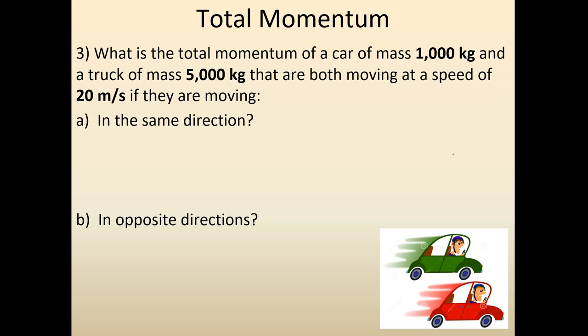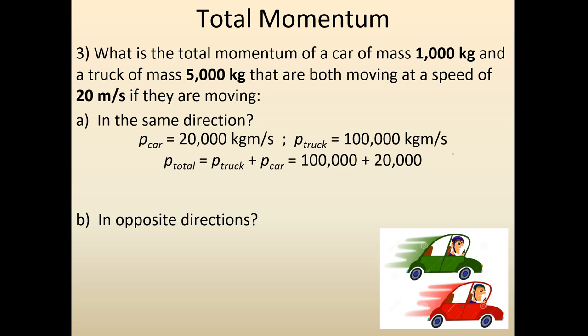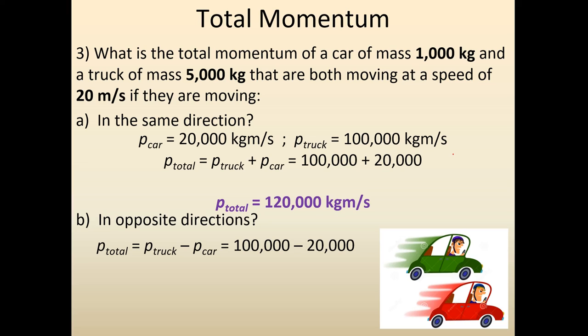All right, I'm not going to go over finding the momentums again because it's just from question 1. So instead, we'll take those momentums from before, and in the same direction, I'm going to add them up. Again, because they're vectors, same direction means adding. So 100,000 plus 20,000 gets me a total momentum of 120,000 kilogram meters per second. When they're going in opposite directions, one of those momentums is negative. It doesn't really matter which one I make negative; I'm just going to make the car negative. So it's going to be 100,000 minus 20,000, which gets me a total momentum of 80,000 kilogram meters per second.